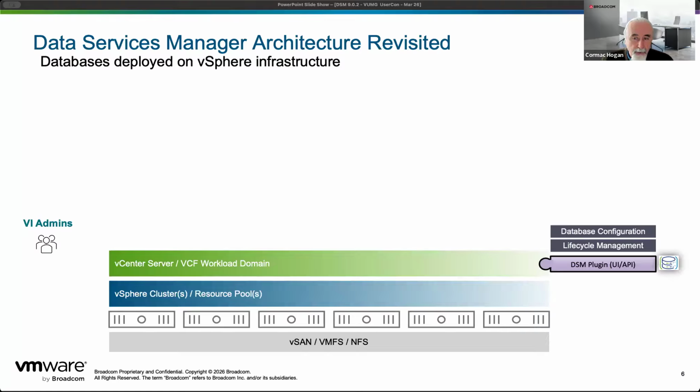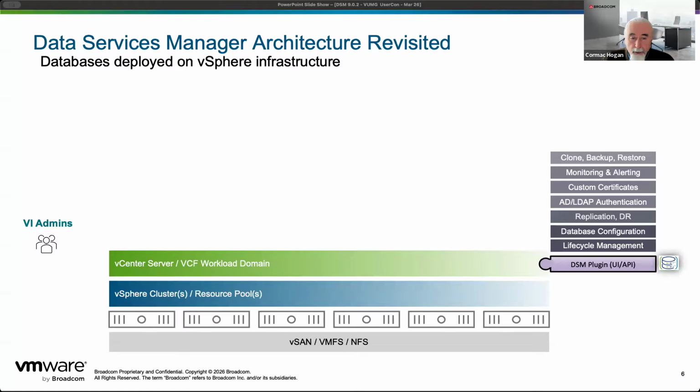So the VI admin will come along, take this plugin, and attach it to vCenter. That will roll out an appliance. So it's a single virtual machine appliance, and that provides both an API and a portal or a UI on which to create, manage, and do all of the things that are being listed here on the right-hand side around your database.